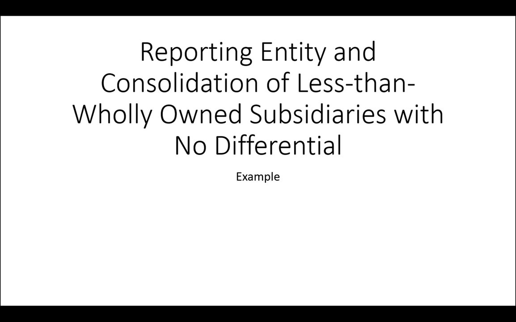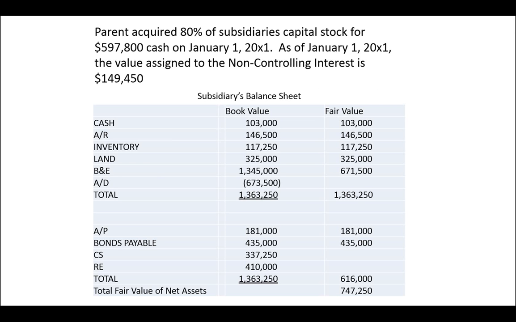Reporting entity and consolidation of less than wholly owned subsidiaries with no differential. We're going to look at an example through the initial acquisition, year 1 and year 2, when we have an NCI, or when the parent buys less than 100% of the investment. You see here the information that we're going to use.